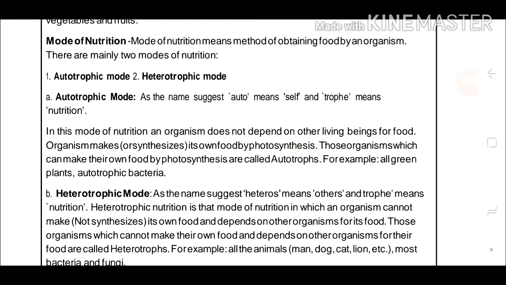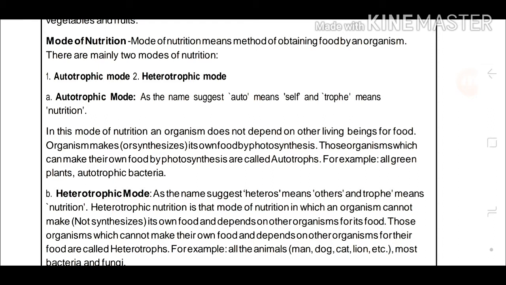1. Autotrophic mode. As the name suggests, auto means self and troph means nutrition. In this mode of nutrition, an organism does not depend on other living beings for food. Organism makes or synthesizes its own food by photosynthesis. Those organisms which can make their own food by photosynthesis are called autotrophs. For example, green plants, autotrophic bacteria.